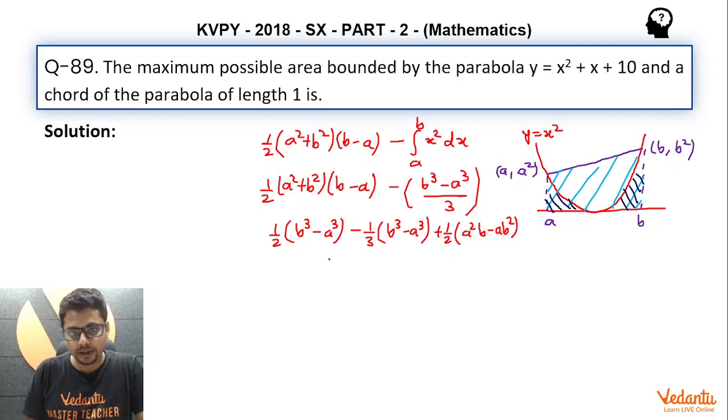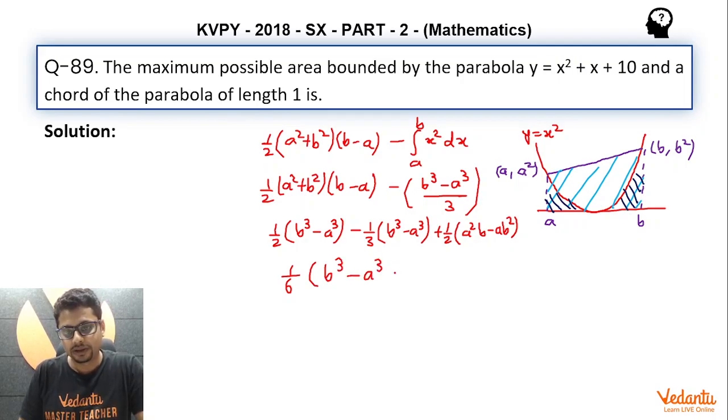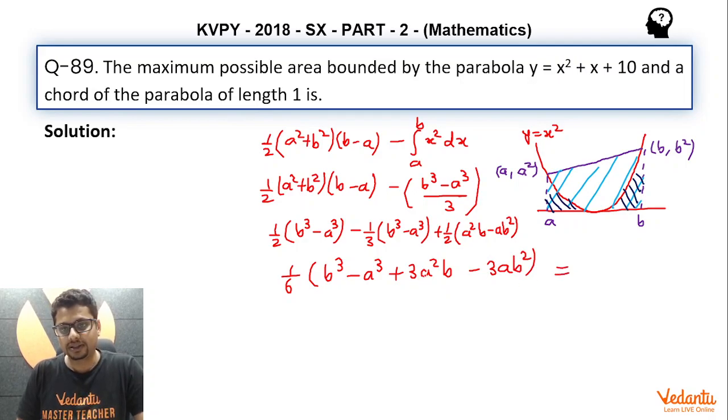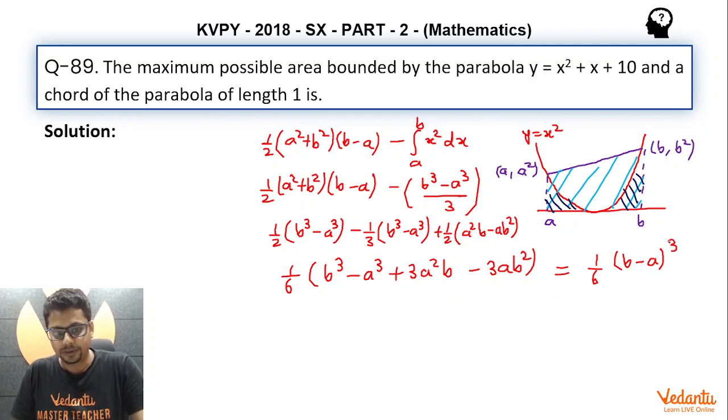Now as you take, half minus 1 by 3 is 1 by 6. 1 by 6 times b cube minus a cube. Let me take 1 by 6 common. So what I get is 1 by 6 times b cube minus a cube plus 3a square b minus 3ab square. Check it out. So that essentially means this expression, or this area that we want, becomes 1 by 6 times b minus a whole cube.